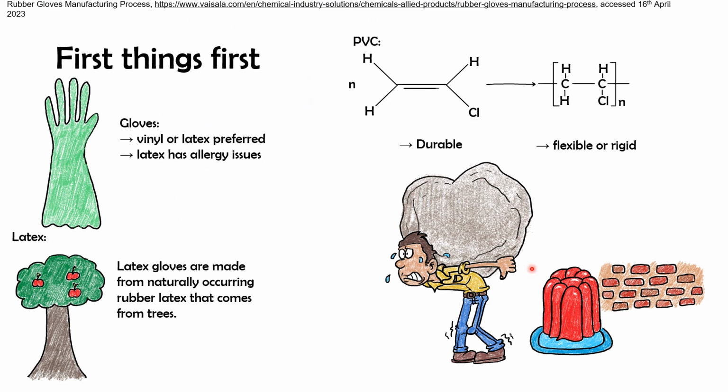A surgeon and other healthcare professionals in the operation room need to prevent disease by wearing gloves. There are three main types of gloves that can be used. These are vinyl, latex, or nitrile gloves. Latex gloves are made from naturally occurring rubber latex that comes from trees. Latex is a milky fluid found in the bark of rubber trees.